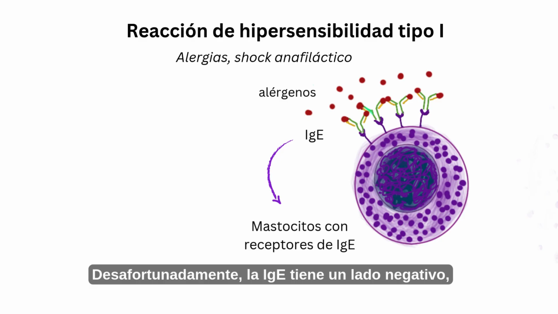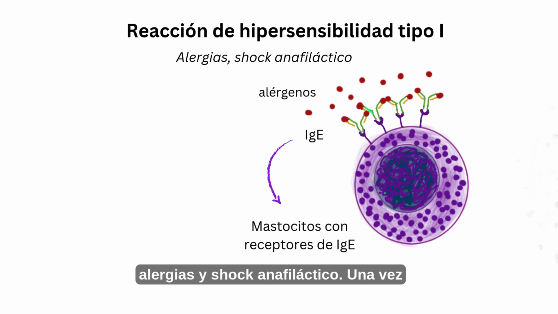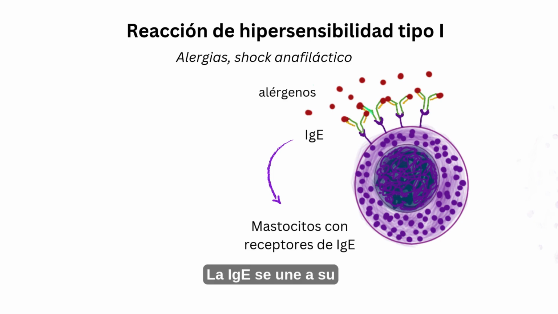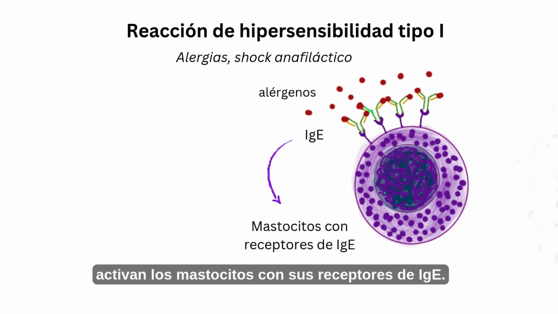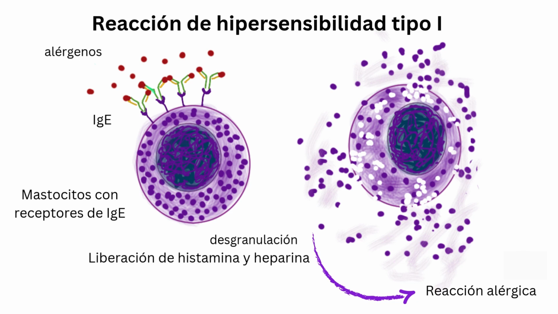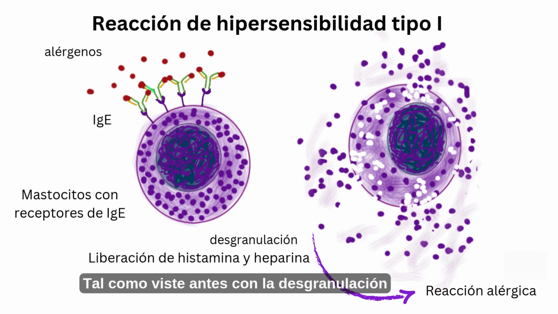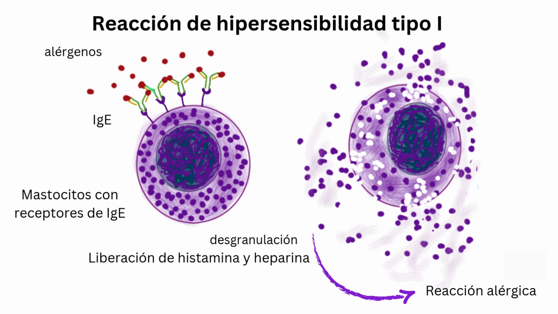Unfortunately, IgE has a bad side: type 1 hypersensitivity reactions with allergies and anaphylactic shock. Once IgE binds to its cognate allergen, it will activate the mast cell with their IgE receptors. Just as you saw earlier with degranulation with the parasites, here you have degranulation releasing histamine and heparin, forming an allergic reaction in the atopic individual.